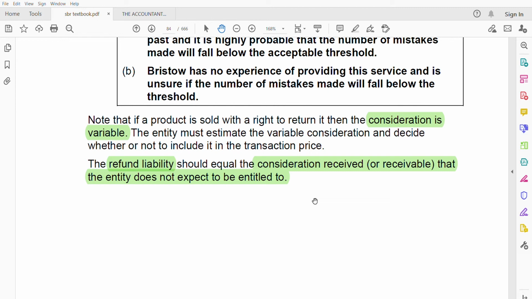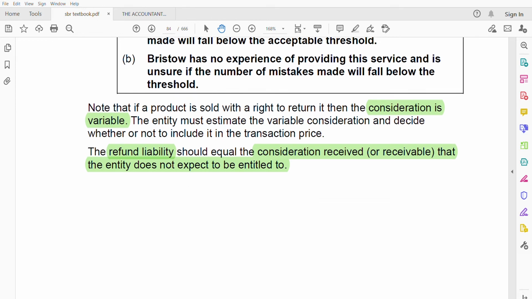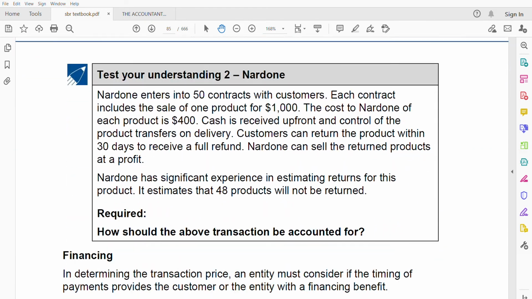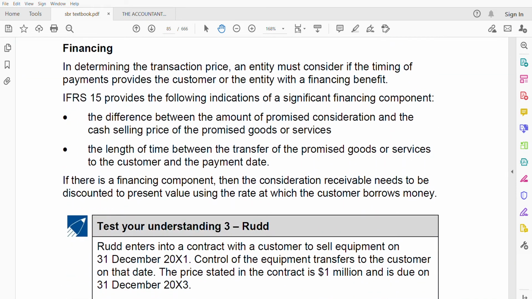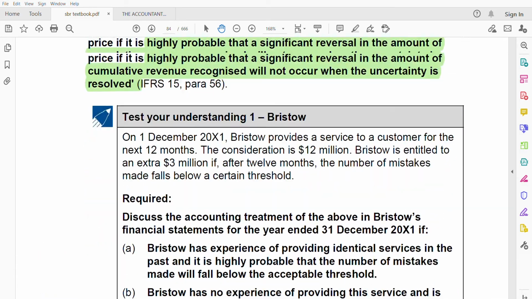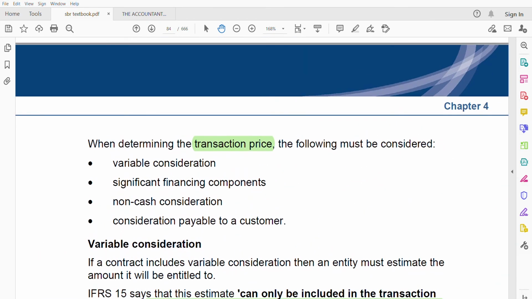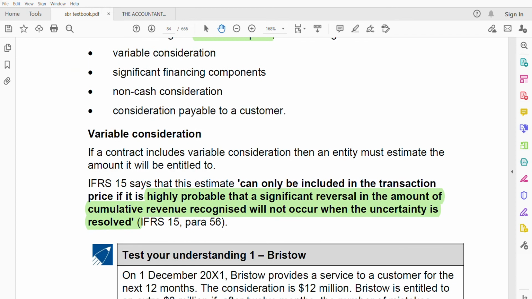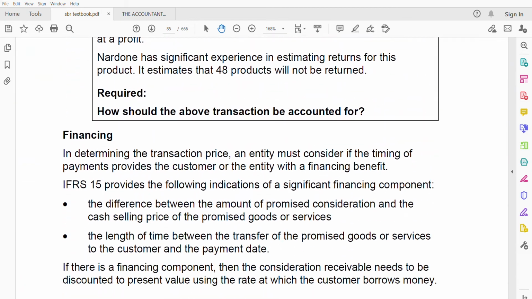So this should be something that the entity is not expected to receive. This consideration is known as refund liability. Financing is the next item in this list. Transaction price must be considered using variable consideration, which we went through. Now it's just financing, then non-cash consideration, then consideration payable to a customer. So now let us go through the financing part.